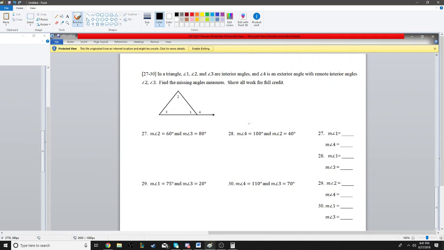Okay, so for triangles, it's telling you that 1, 2, and 3 are interior, 4 is exterior. Alright, so if angle 2 is 60 and angle 3 is 80, we've got to find the remaining angles. Those are remote interior angles to 4. So angle 4 is just 60 plus 80 for 140. And for angle 1, you have to subtract them from 180 to find the missing angle. So 180 minus 60 minus 80 comes out to 40 degrees.